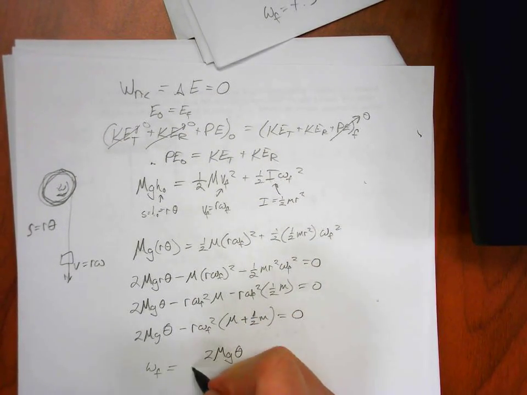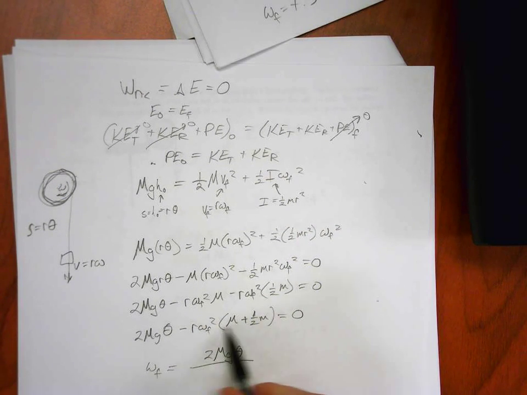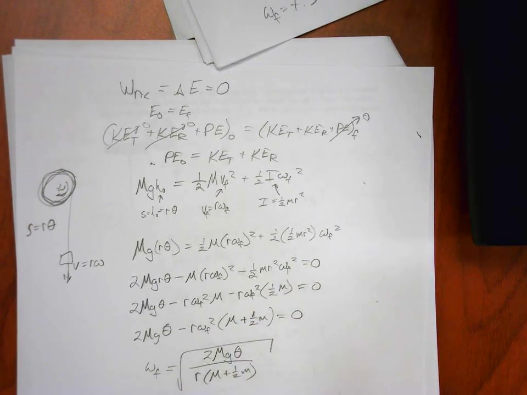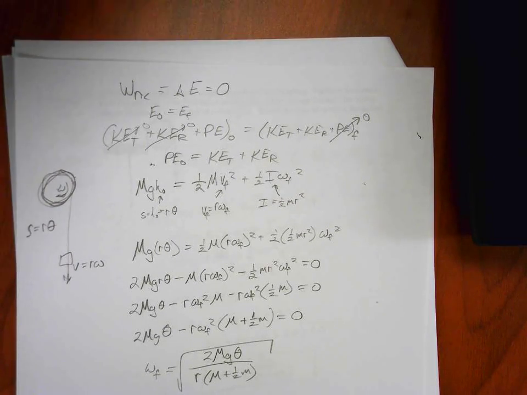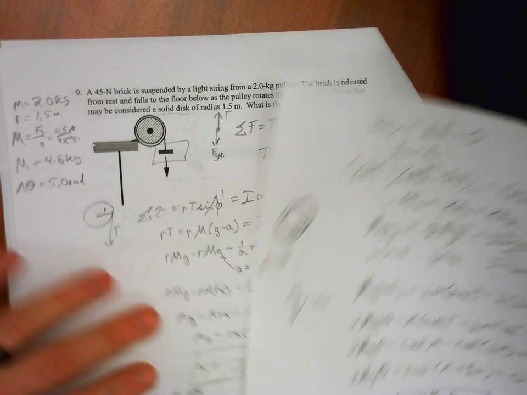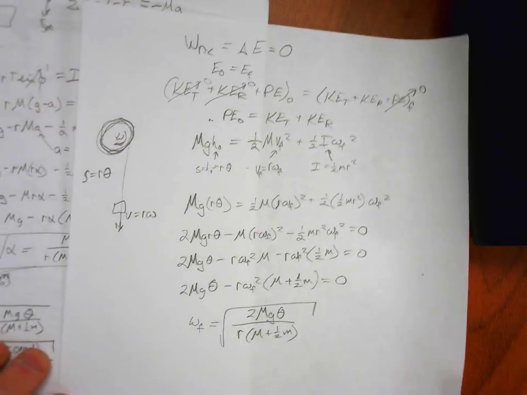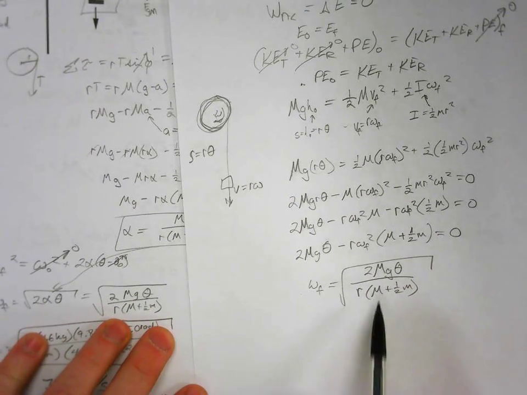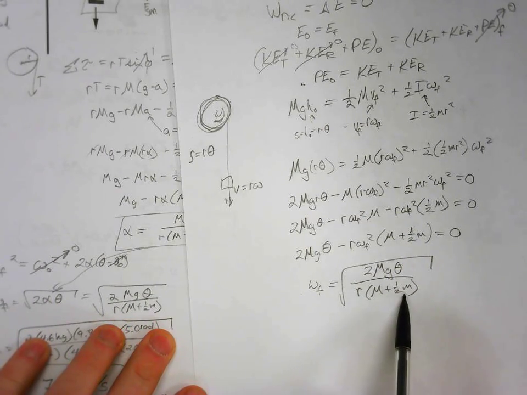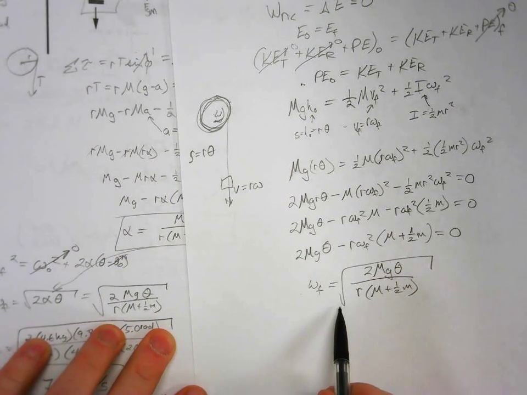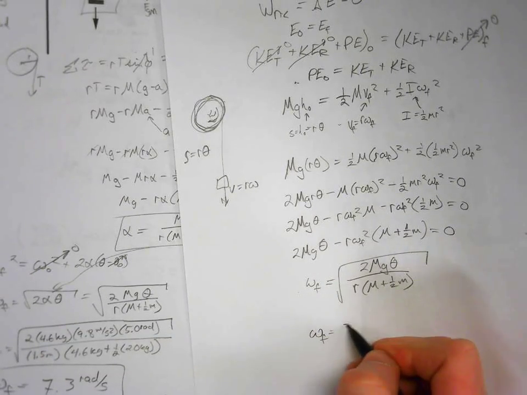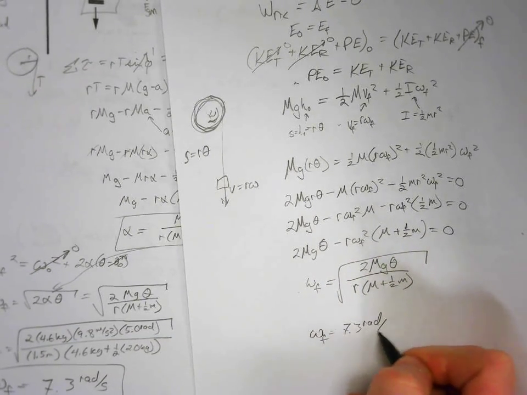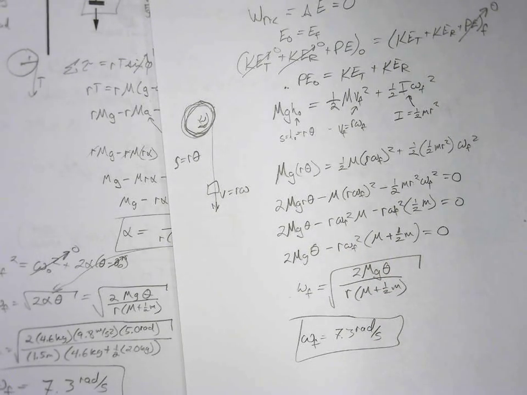All right. Divide that by the coefficients of omega f, which are r m plus 1/2 m. And we need to take the square root of the whole thing. Compare that to what we had before. 2mg theta, or r m plus 1/2 m, square root of it all. We have the identical solution. Radians per second. So you can work this two different ways.